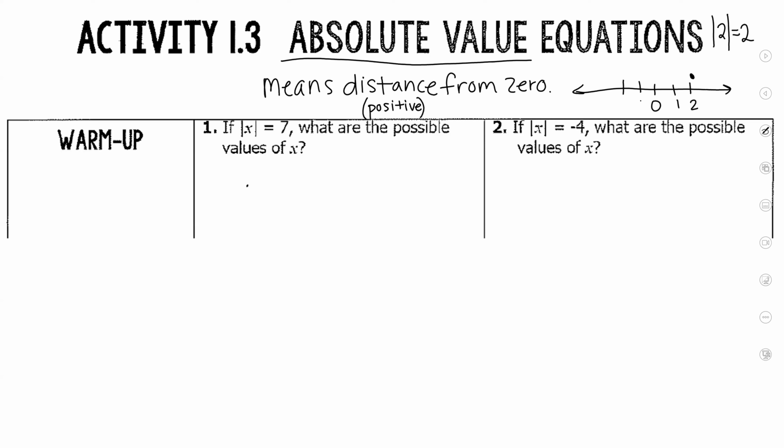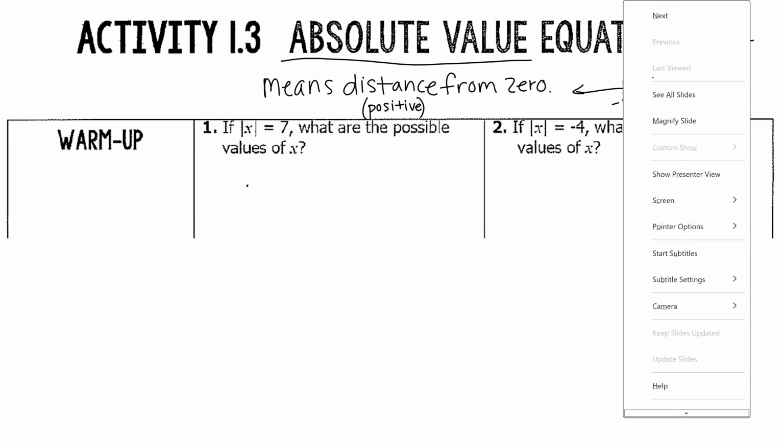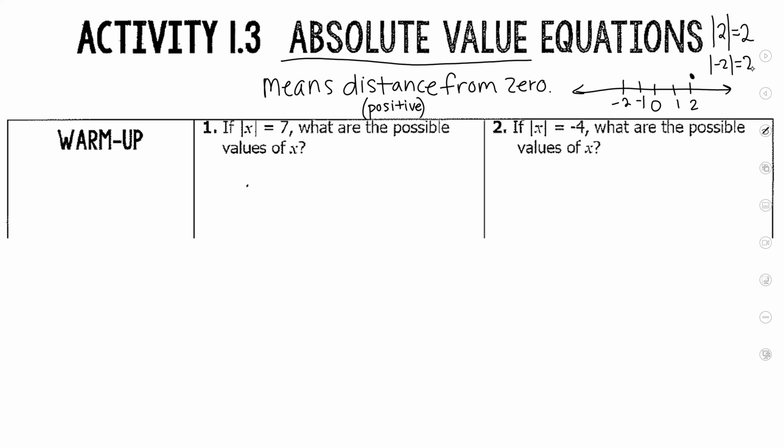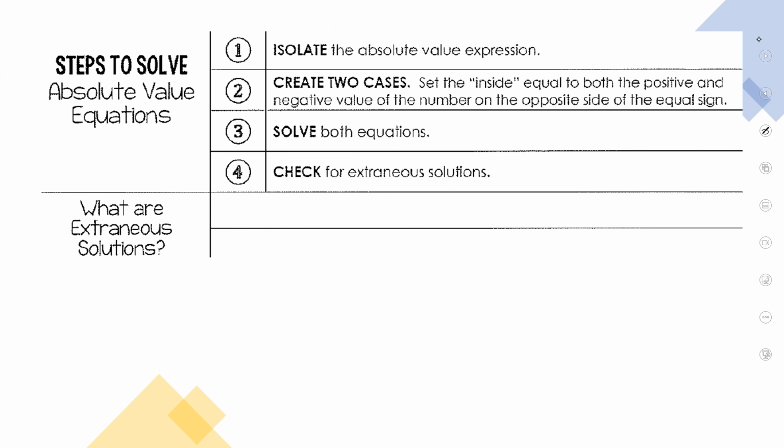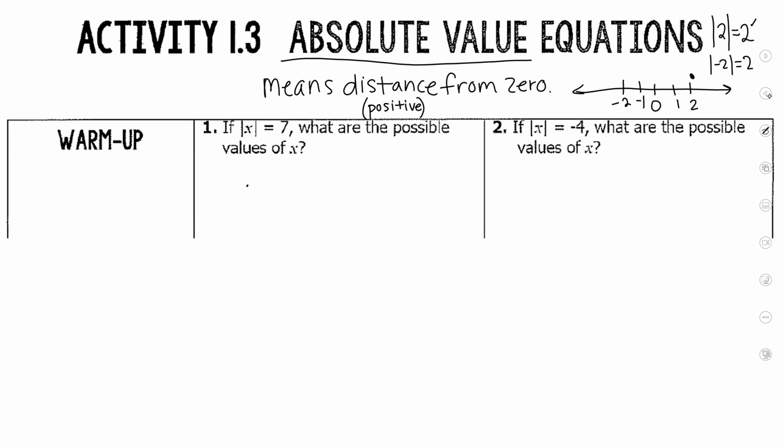Okay, let's do a different number. What about -2? How far is -2 away from 0? Yep, it's just 2 spaces. 1, 2. It's just 2 spaces away from 0. Do you see how both +2 and -2 will give you 2? -2 is 2 spaces away from 0, and +2 is 2 spaces away from 0. So we're always going to have 2 answers.